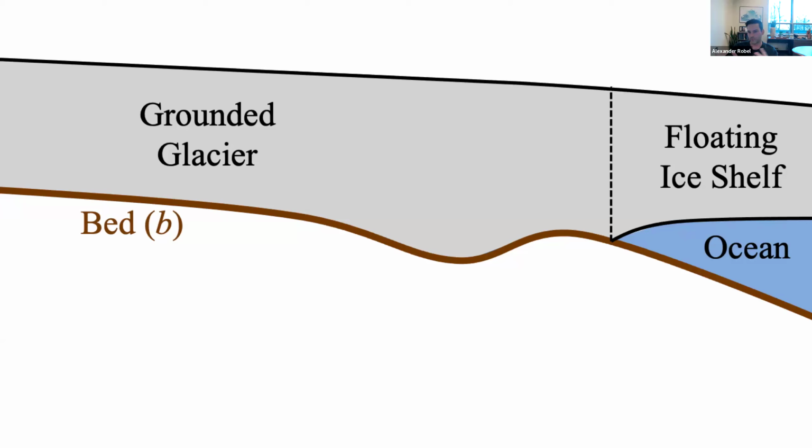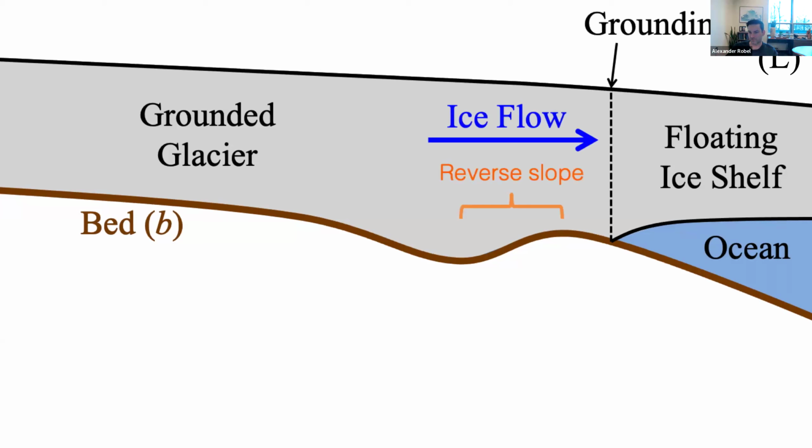And so this is what we would call something like a marine terminating glacier. That is a glacier that flows into the ocean and then is in contact with the seawater. Okay, so in this picture, the transition from grounded ice to floating ice, we call the grounding line. And so ice is flowing from the grounded ice to the floating ice.